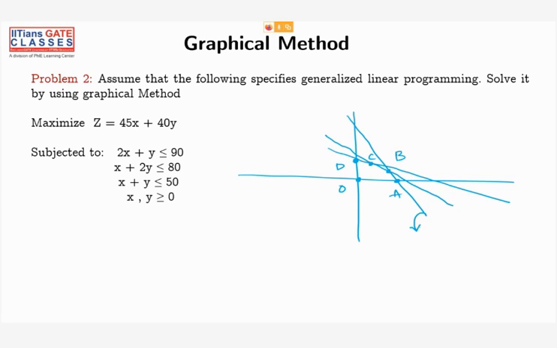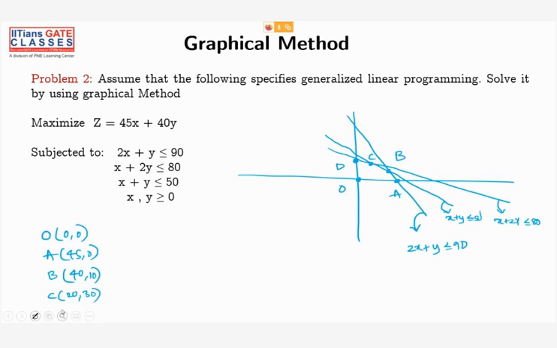The equation of this will be 2x plus y less than or equal to 90, and this is x plus y less than or equal to 50, and this is x plus 2y less than or equal to 80. Okay. So O is 0, 0, A is 45, 0, B is 40, 10, C is 20, 30, and D is 0, 40.